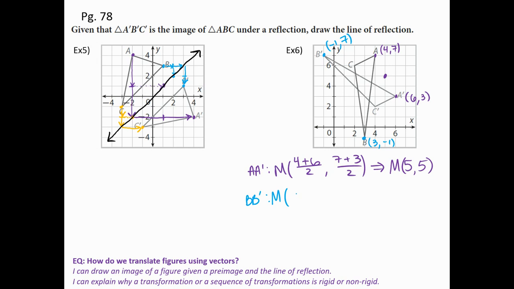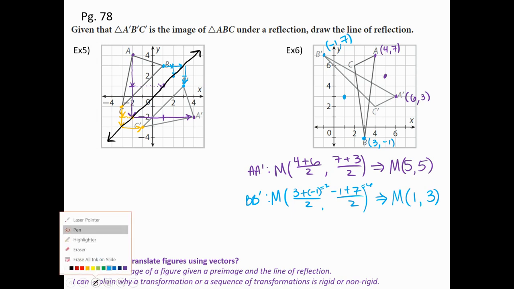Then I'm going to grab my x values from B and B prime, and the y values from B and B prime, add them up and divide by 2. When I do that, 3 plus -1 is going to equal 2. Divided by 2, I get 1. -1 plus 7 is going to equal 6. Divided by 2, I get 3. So I'm going to put 1, 3 on my graph.